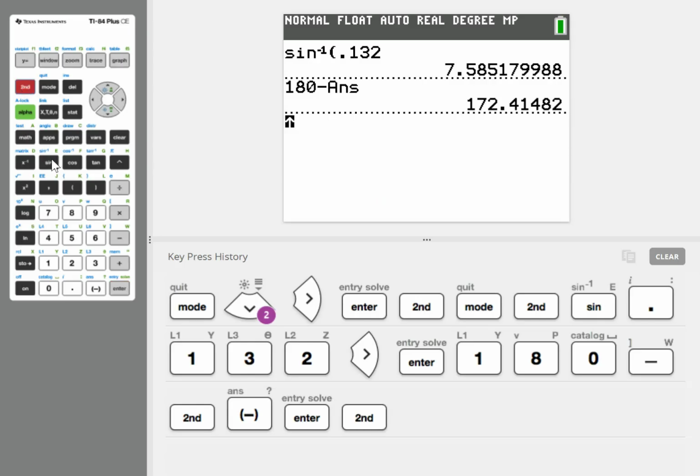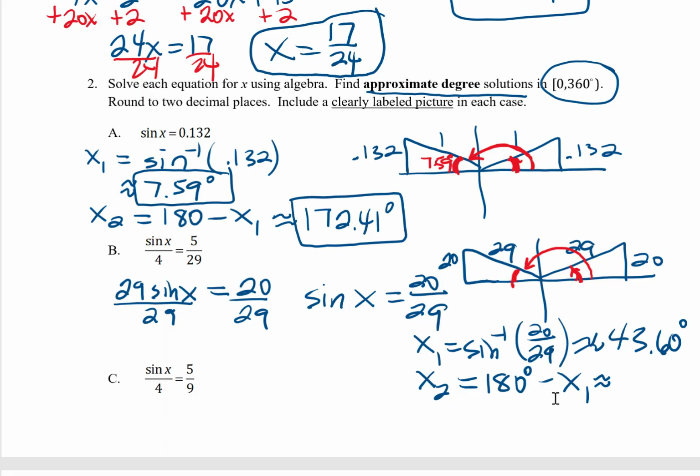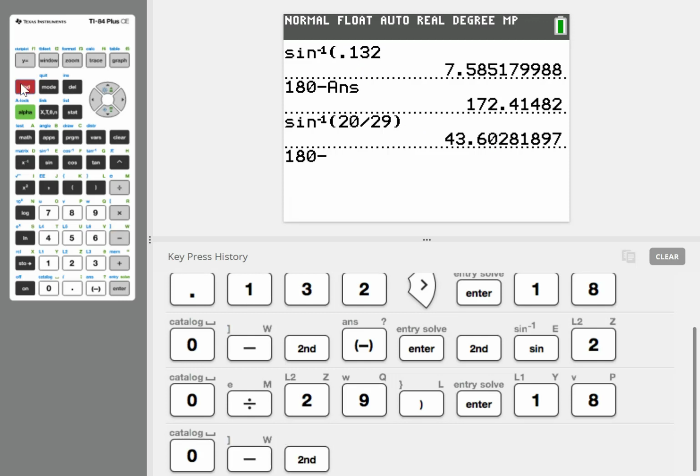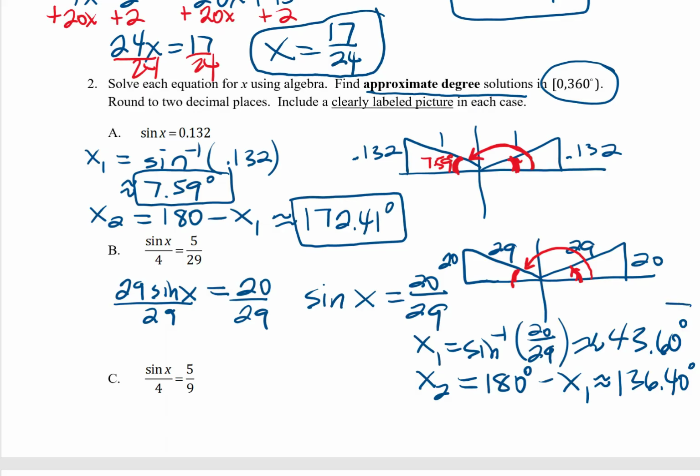On the calculator, we have sine inverse of 20/29, which gives me 43.60 degrees. And then for the other one, just do 180 minus that. I'll use that last answer there just so I don't have any rounding issues. And I have 136.40 degrees. Once again, we used the symmetry of the picture to find that second answer.